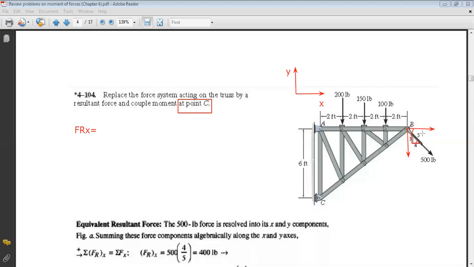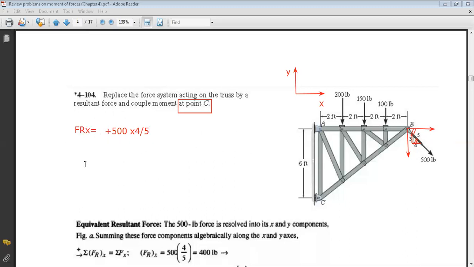So when I want to project on x, I should multiply by cosine of this angle. And cosine of this angle is equal to 4 over 5. Okay, so I can say that F_Rx is a positive component first, so it's plus 500 times cosine of the angle, and cosine of the angle is 4 over 5. So since I don't have any other component along x, this is the resultant along x.